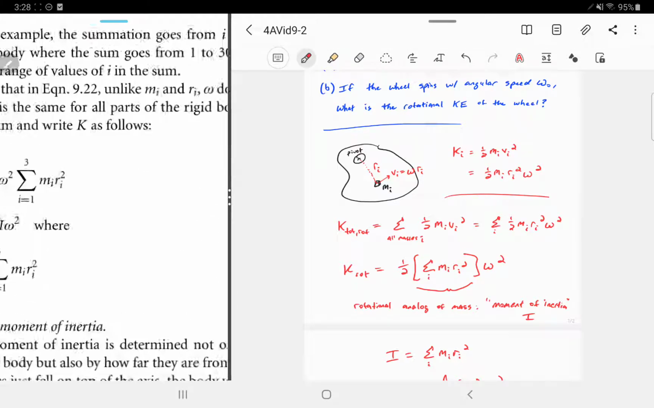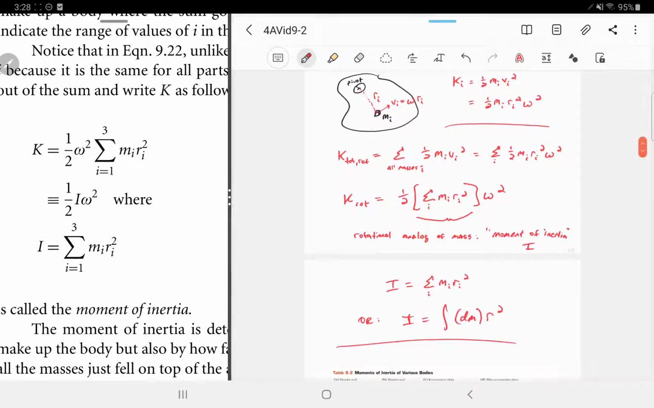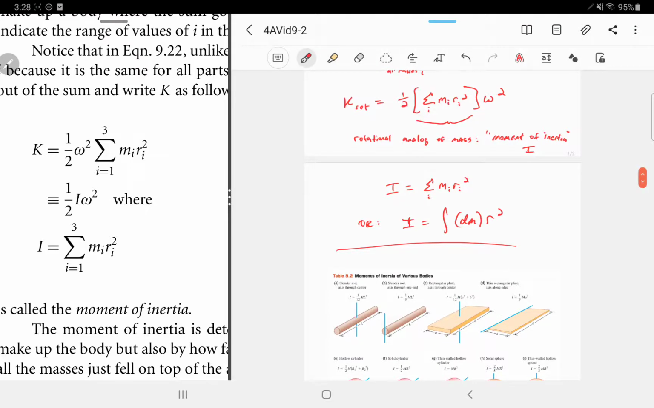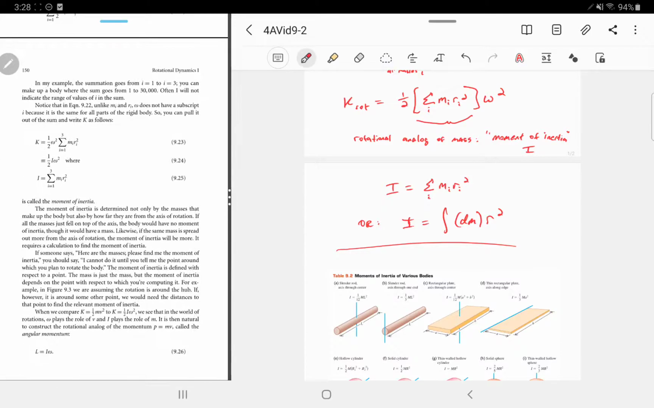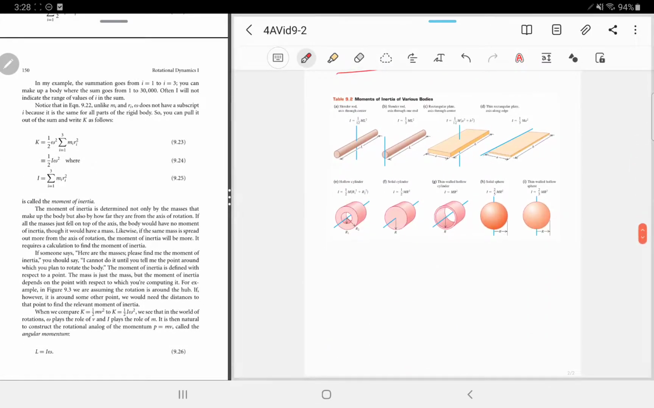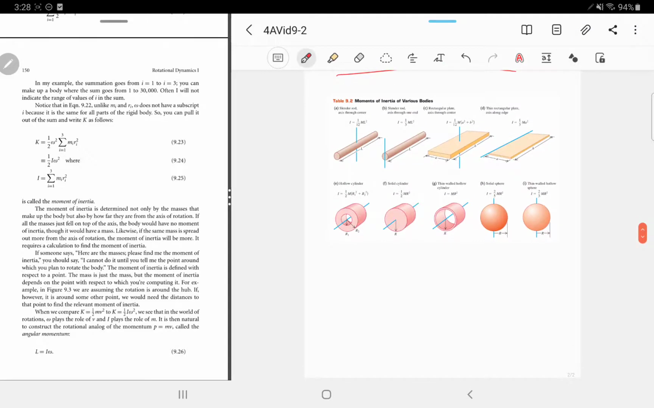Rotational inertia, also called moment of inertia. The moment of inertia is a sum over all the pieces of m r squared. Here it looks like there are only 3 pieces, which is why the i went from 1 to 3, but in principle you can have any number. More on that later when we compute some.